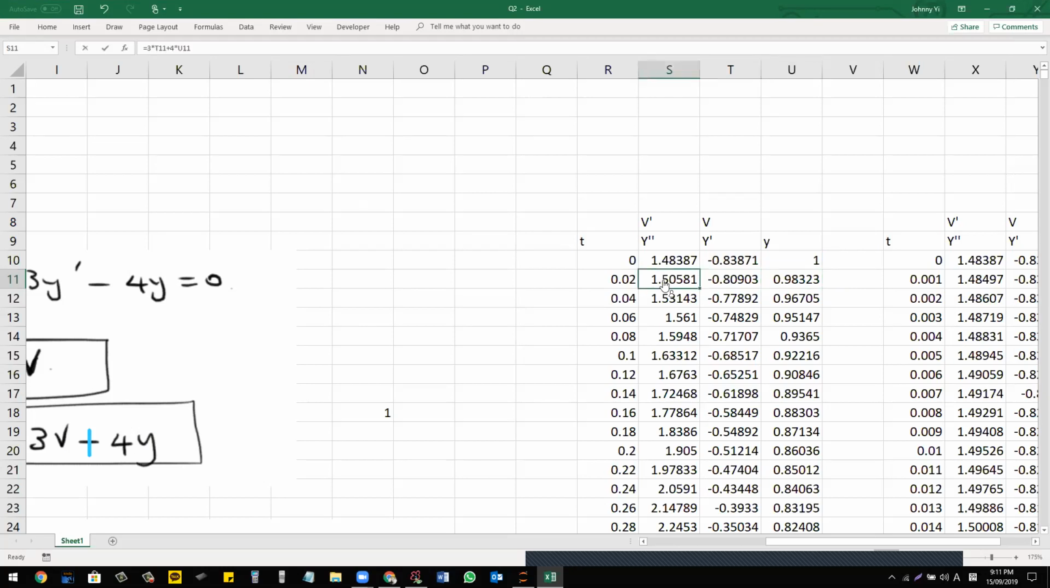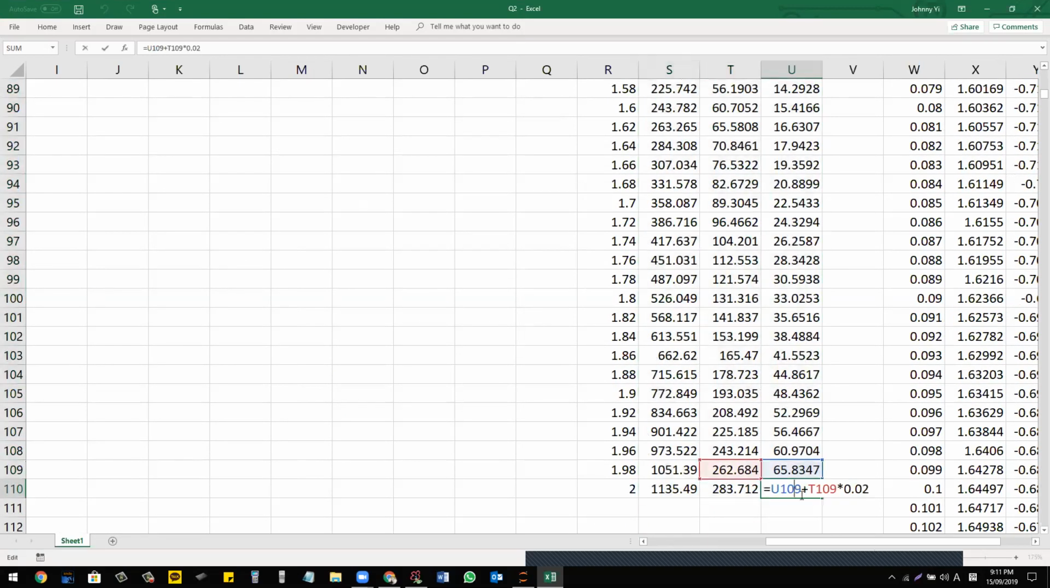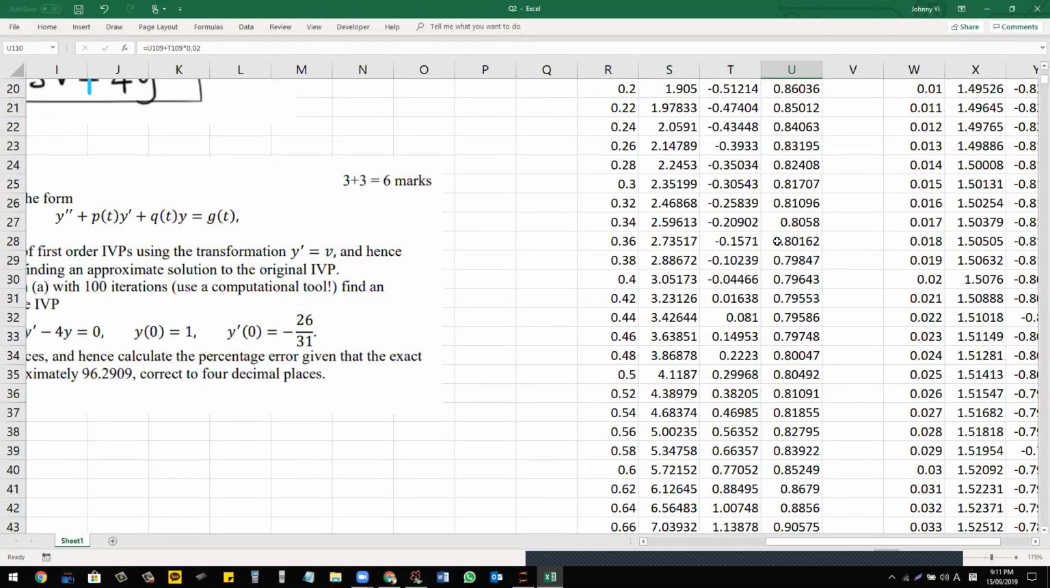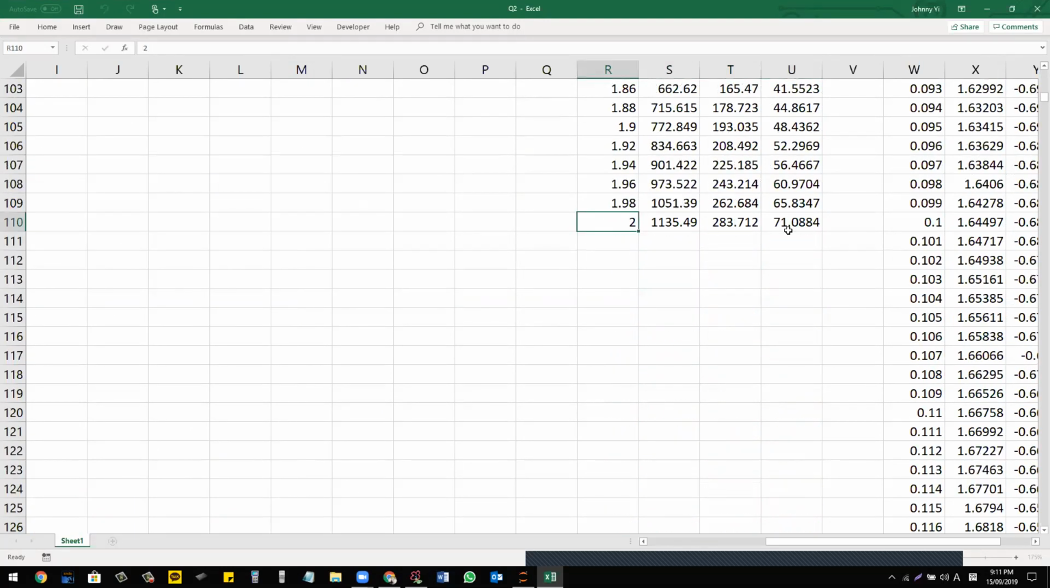And then how do I find the double derivative? It's simply the addition of 3 of that and 4 of that, okay? And then you just have to scroll this down. So this one is simply the addition of those two. This is made up of those two. This one is made up of those two, and you just have to scroll all the way down. Then you get 71 point. So we're looking for the y value when t equals 2, right? And you get 71.0884.